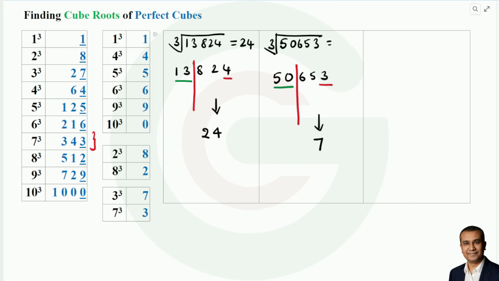Now look at the other digits, that is 50. Now identify the perfect cube which is either equal to or less than 50. It is going to be 27, isn't it? Which is 3 cube. So cube root of 27 is 3. So therefore write 3 here. So therefore the cube root of the given number is 37.